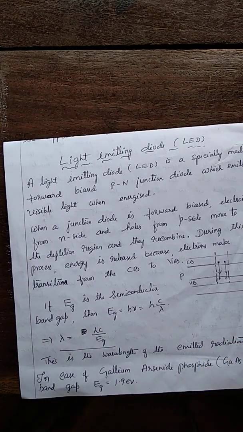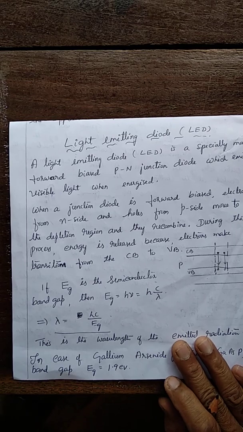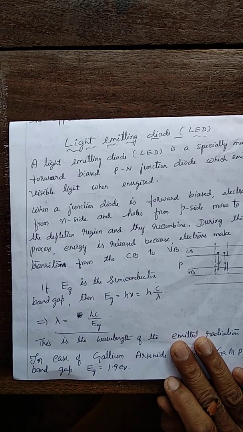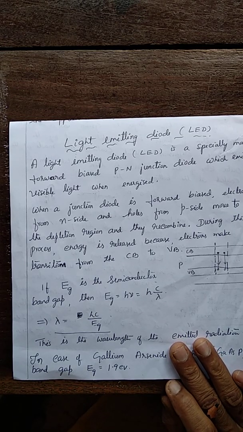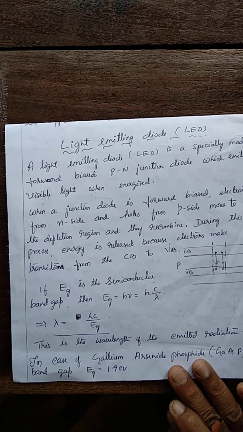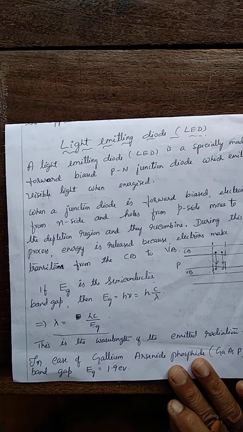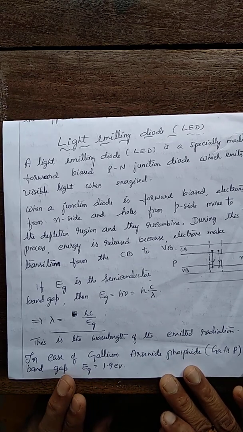Dear students, today's topic is light emitting diode, LED. Light emitting diode is a specially designed PN junction which, when forward biased, emits visible light. Light emitting diode is a specially made forward biased PN junction which emits visible light.